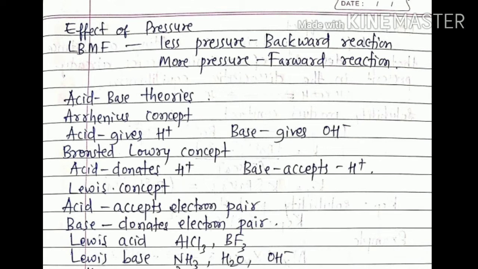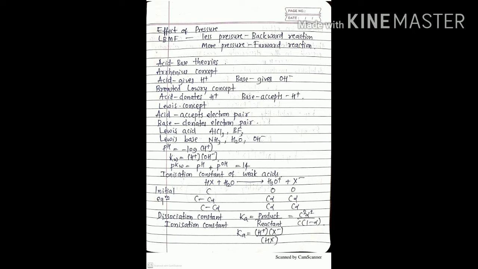Acid-base theories. Arrhenius concept: an acid is a substance which gives H+, and a base is a substance which gives OH-. Bronsted-Lowry concept: an acid is a substance which donates H+, and a base is a substance which accepts H+ ion. Lewis concept: an acid accepts an electron pair and a base donates an electron pair. Lewis acids: AlCl3, BF3. Lewis bases: NH3, H2O, OH-.